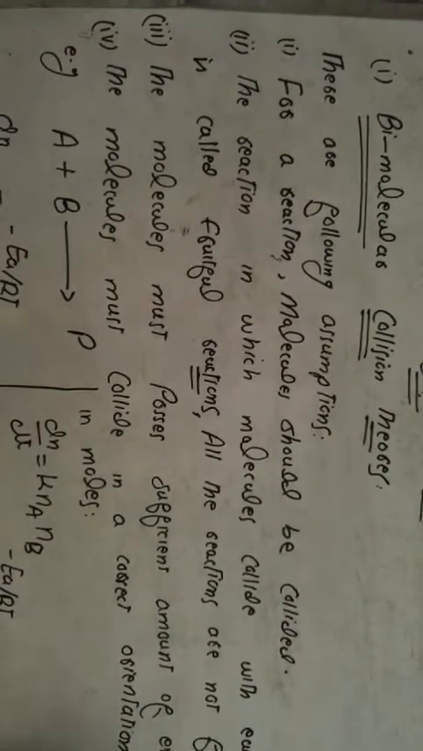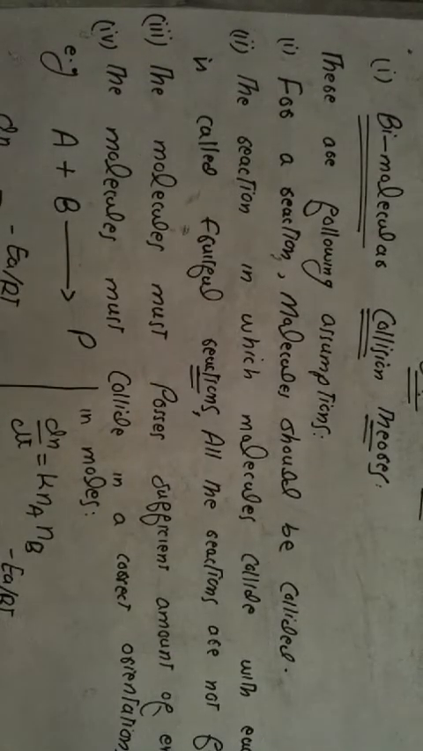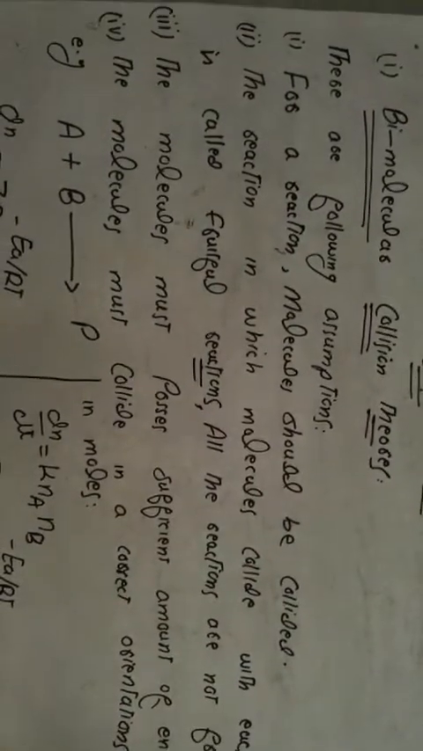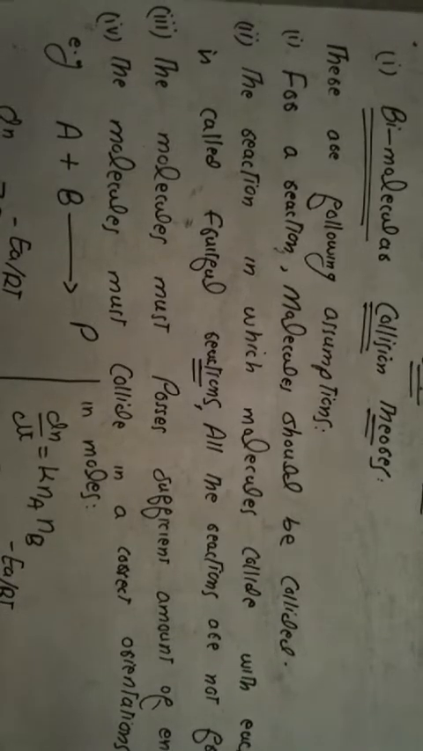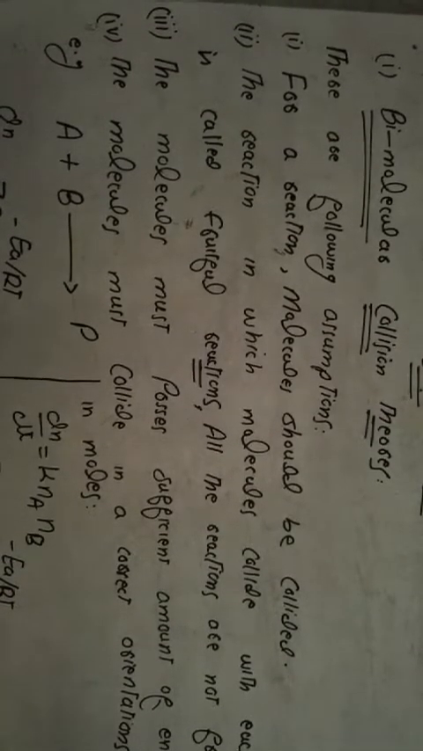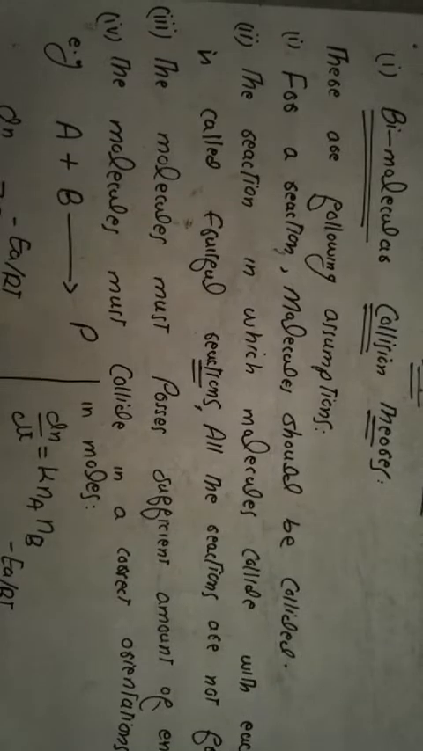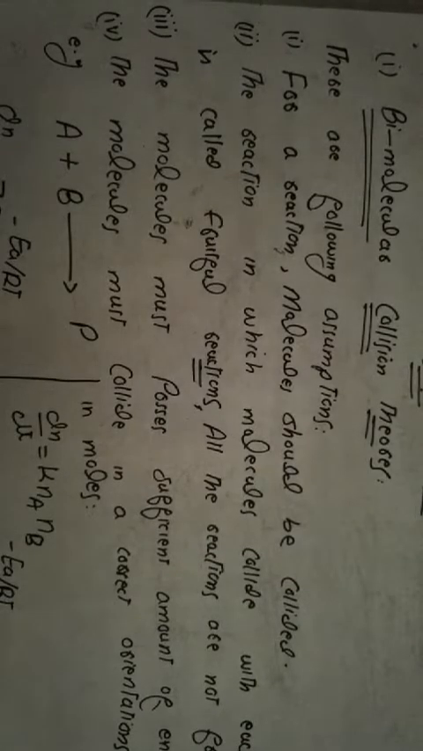The third assumption of the bimolecular collision theory is that the molecules must possess a sufficient amount of energy to react with each other to form a product. The fourth assumption is that the molecules must collide in a correct orientation. It means the molecules should collide in a head-to-head approach. Then these collisions may be fruitful and products are formed.